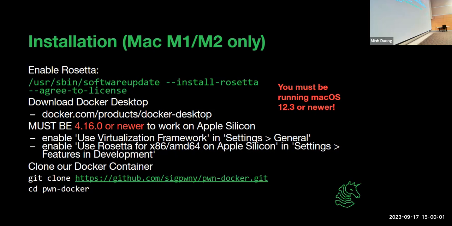Once you're inside Docker, I'm opening up Docker just to show you where you want to go. Go to settings, and then features in development, and you want to check this: use Rosetta for x86/AMD64 emulation. Before you do that, you'll need to make sure that use Virtualization framework is checked in general settings. So check this and check use Rosetta.